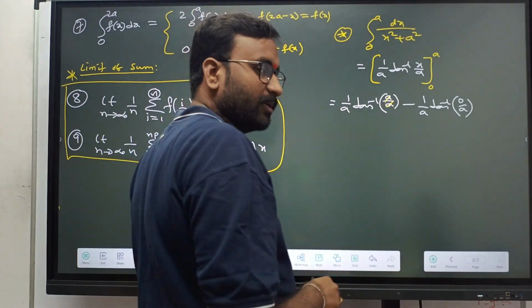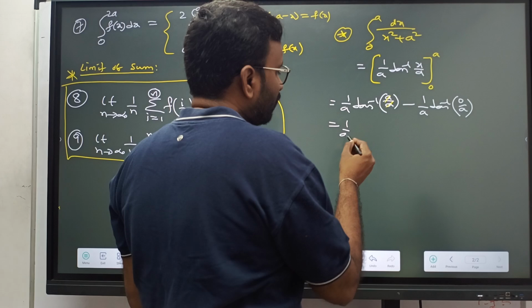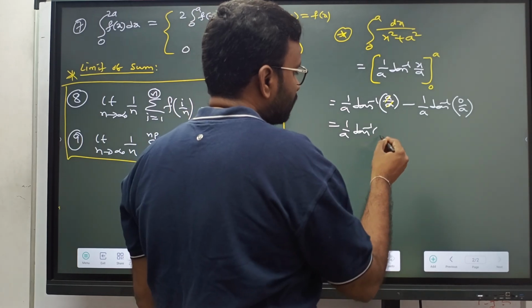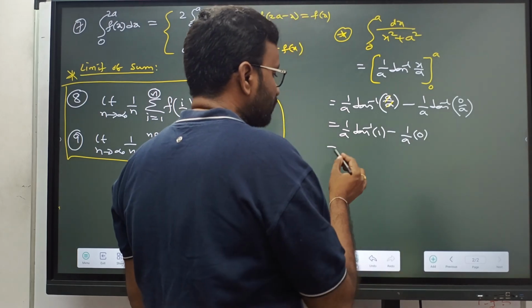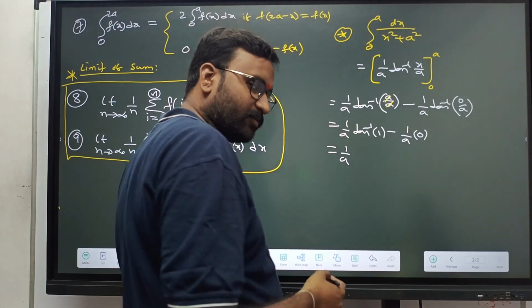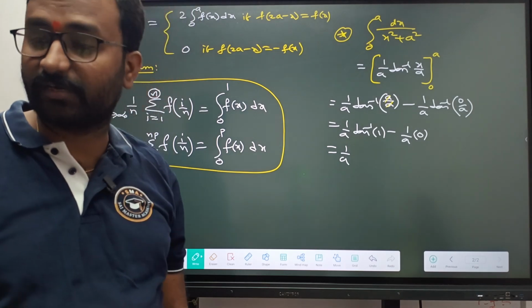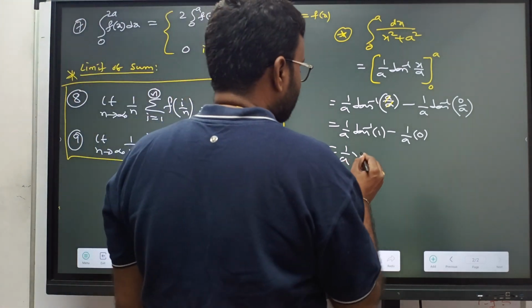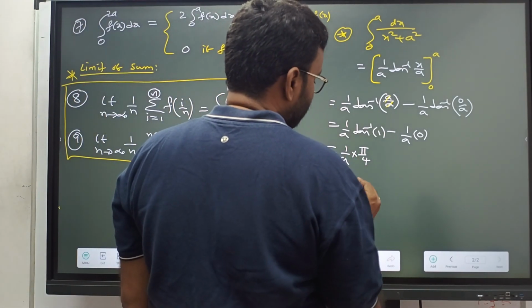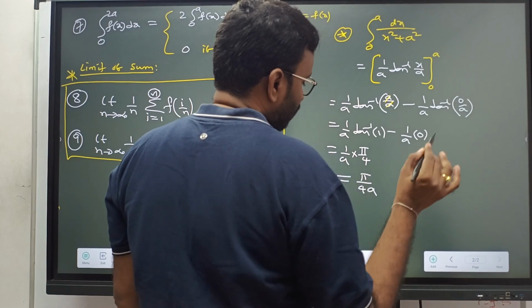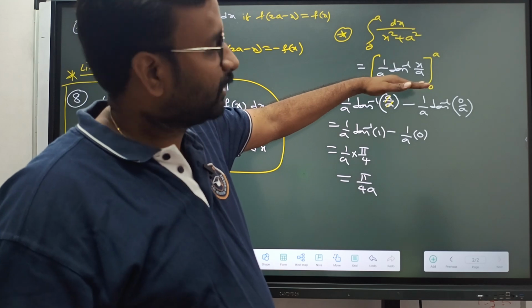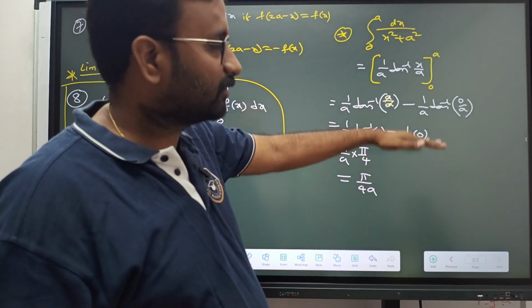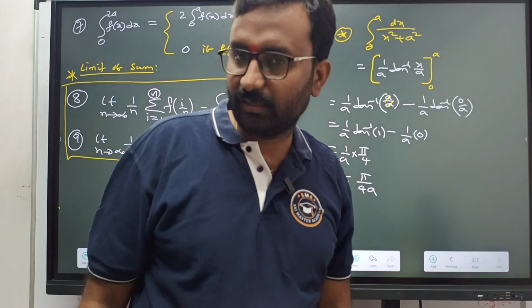Here a cancels one time, which is equal to 1 by a tan inverse of 1 minus 1 by a into 0, which is equal to 1 by a tan inverse 1. For which angle will you get 1? 45. Tan 45. That is into pi by 4, which is equal to pi by 4a. That is the answer. In indefinite integration, this is the answer. In definite integration, we are writing what? Limits, upper limit and lower limit.